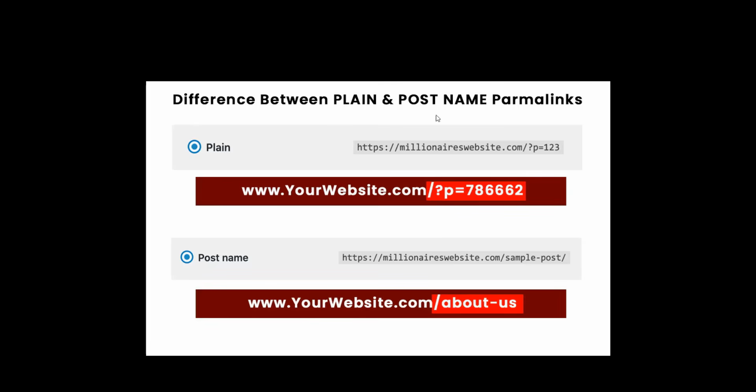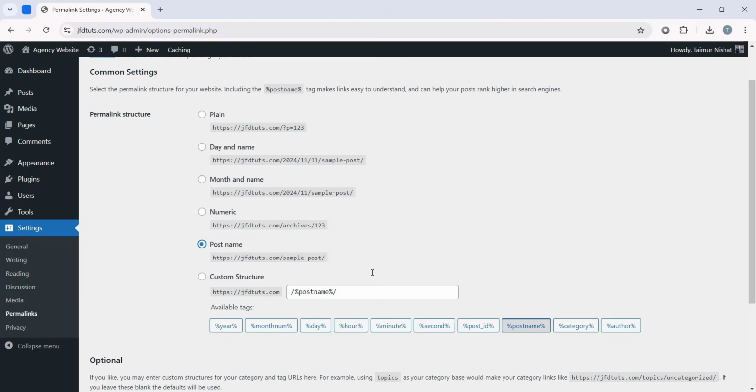I'm just going to show you a really simple example here. This is plain permalink versus this post name permalink. If you choose the plain permalink, your website address will look something like yourwebsite.com/ some random characters or bizarre numbers. On the other hand, we have this post name permalink. With this, your website address will look something like yourwebsite.com/ a page name like about us or a post name. So this is more readable, it looks good, and it also can help you rank on the search engines as well. So from here, make sure you choose this post name permalink.